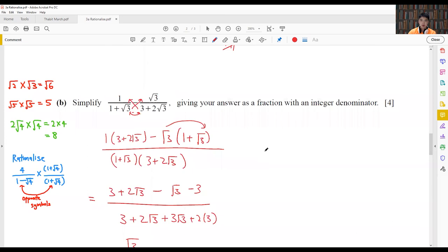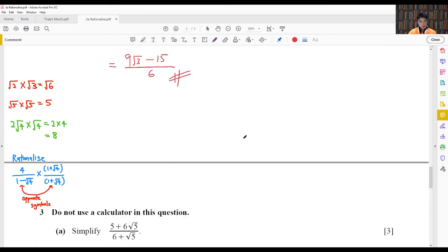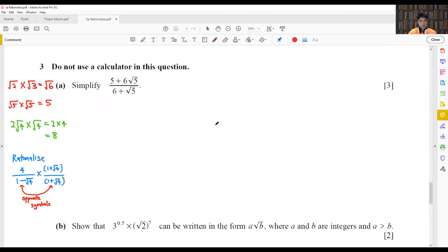You would have therefore changed the fraction into an integer denominator. And you'll be done. One more example for rationalization. Basically, again, still using this rule here.